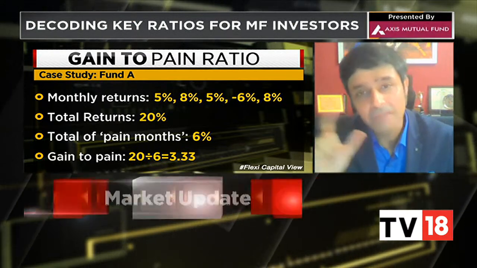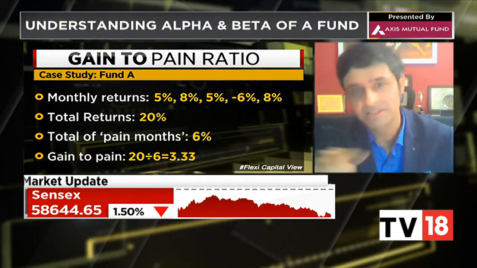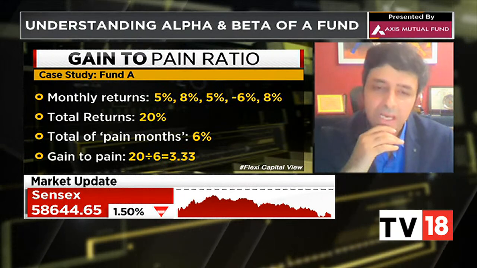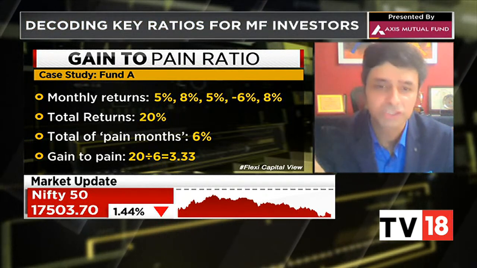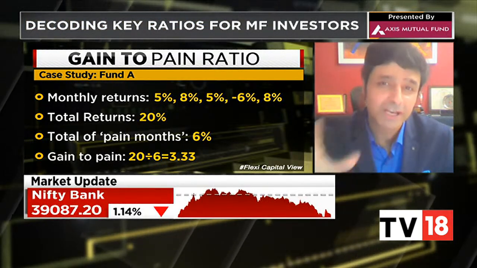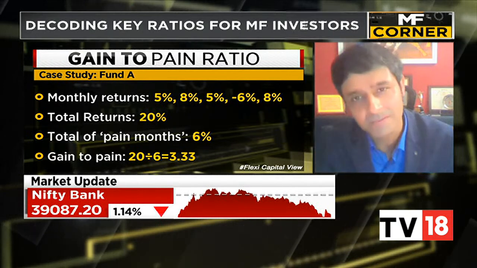Now, the total pain month, which it went down to, was -6%, as you can see on the slide. Now, if you divide by the simple formula, it's the gain, which is the total return over its benchmark, divided by the loss for that particular month, which is 6%. The gain to pain for Fund A is 3.33 times.